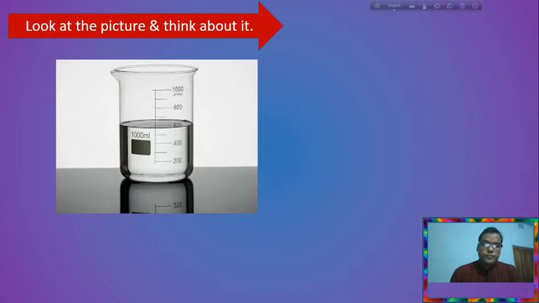Look at the picture and think about it. What you are watching on your screen. Do you know the name of the material? Yes, this is water, and its chemical formula is H2O.